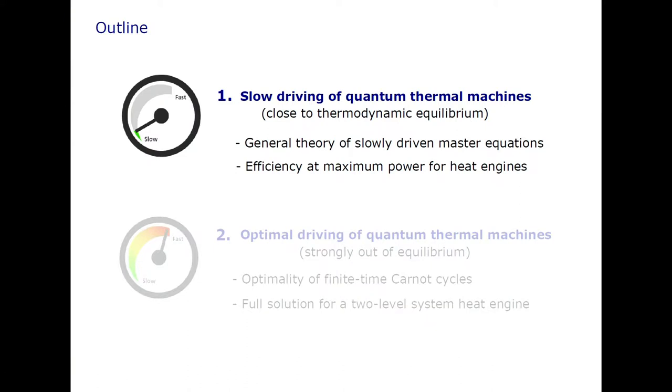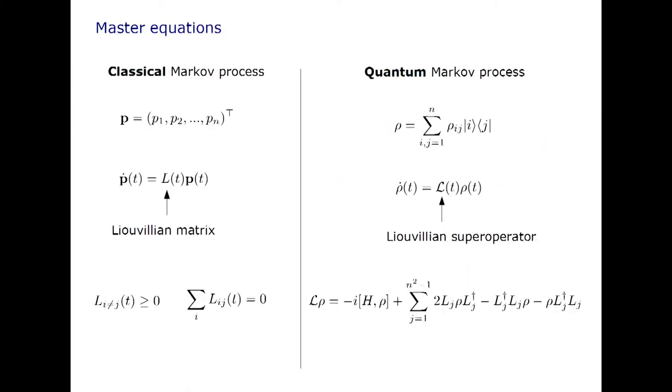So let's start with the slow driving of a thermal machine. Actually, the first part of this result is about open quantum systems. You don't have to be specifically working on a thermal machine. We are interested in open quantum systems that can be described by a Markovian master equation. So you have a state, and then you have a differential equation, which is completely determined by the Liouvillean superoperator. And you can define the same object for a classical or a quantum system.